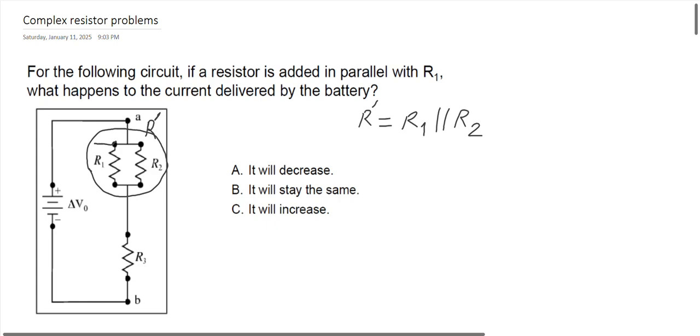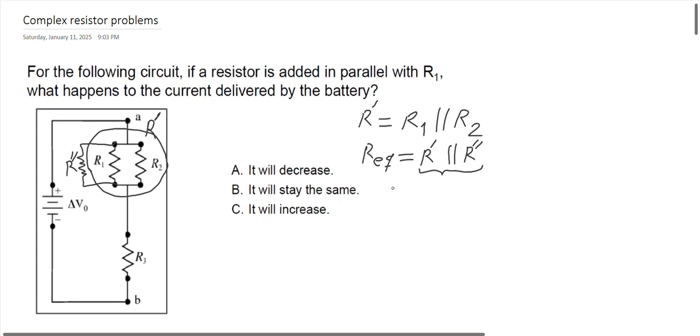So I'm going to just draw it here. Let's call this new resistor R second. Now, if the equivalent resistor of R1 and R2 is R prime, what is the equivalent resistor when R second is added? I hope you agree that the equivalent resistor would be the parallel of R prime and the new R second that I just added.